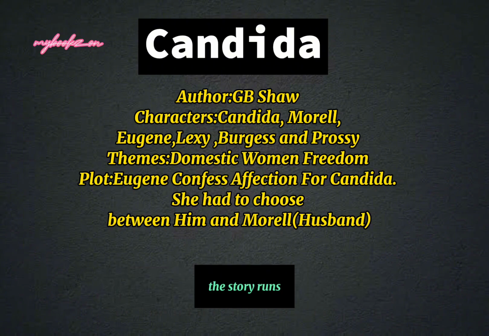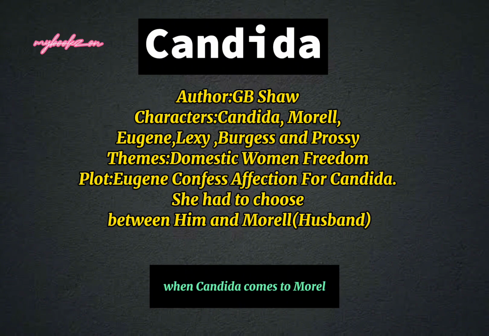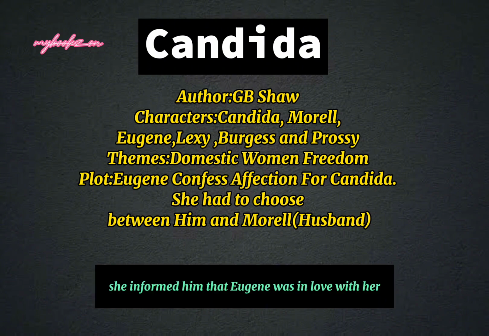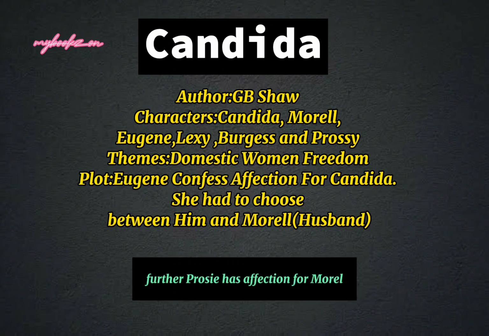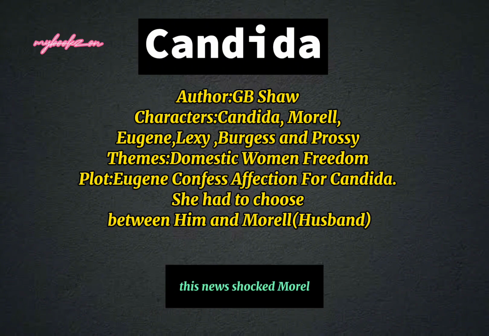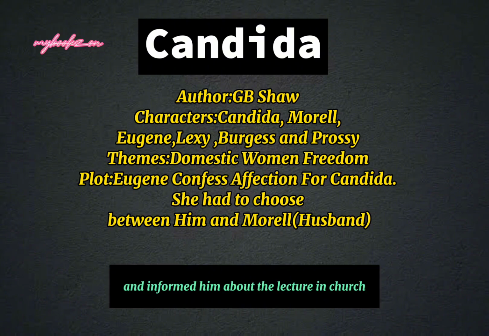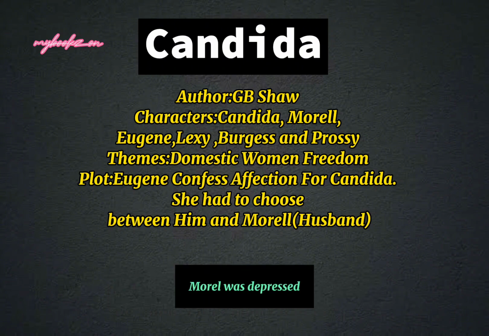The story runs when Candida comes to Morell. She informed him that Eugene was in love with her. Further, Prossy has affection for Morell. This news shocked Morell. Lexie came to Morell and informed him about the lecture in church. Morell was depressed. He rejected, but Candida persuaded him. He went to lecture.